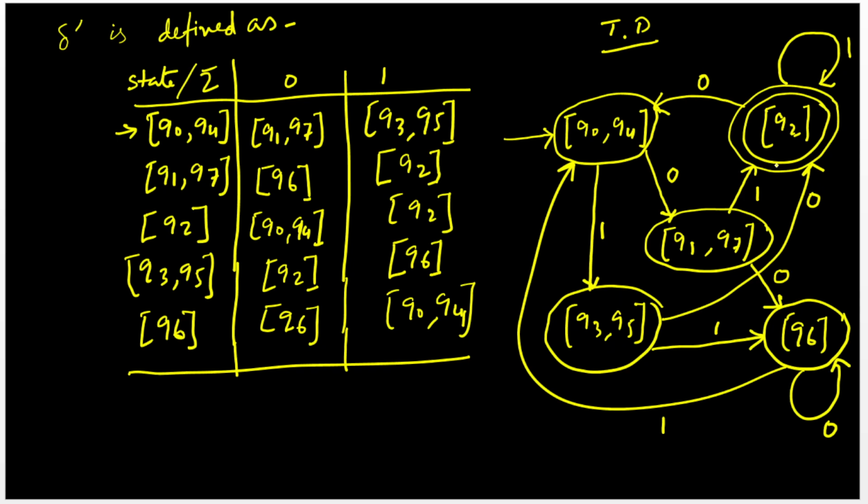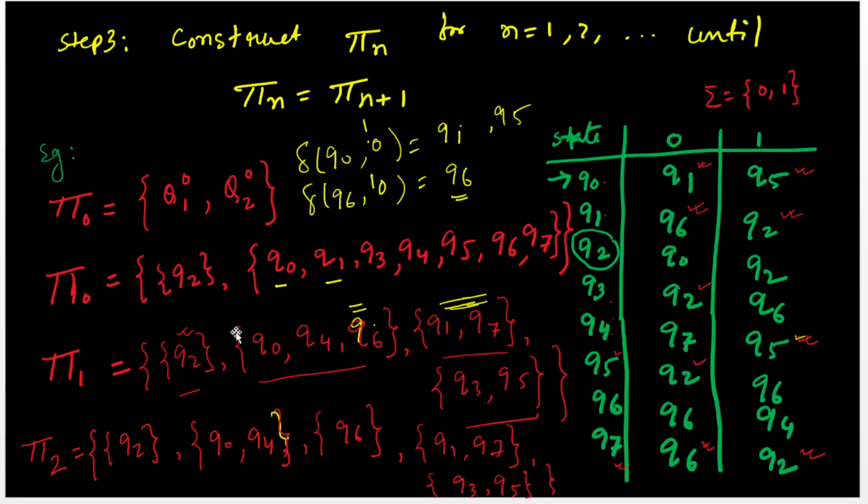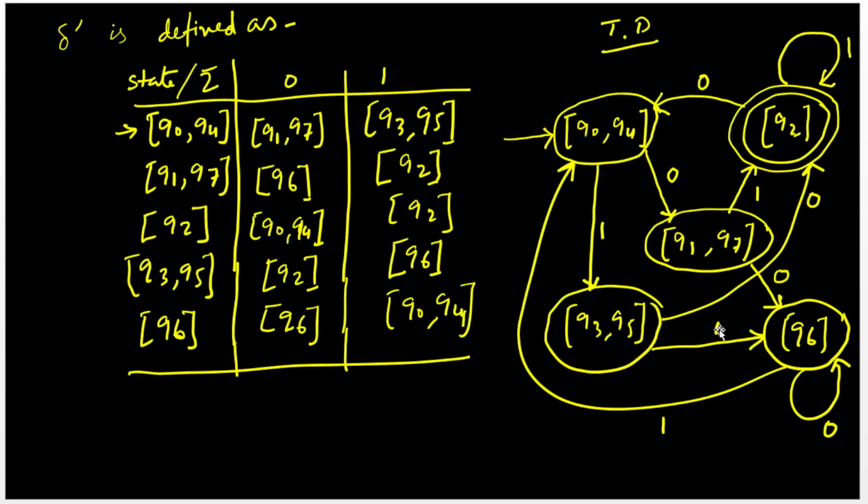So the number of states here is 1, 2, 3, 4, 5, but initially there were a total of 8 states. So after minimization, we have obtained only 5 states. This is basically the procedure to construct a minimum state automata. And what is the procedure in summary? First, we have to find the zero equivalent classes, which is denoted as pi naught. Here two subsets will be constructed: one is the set of final states, another is the set of non-final states.